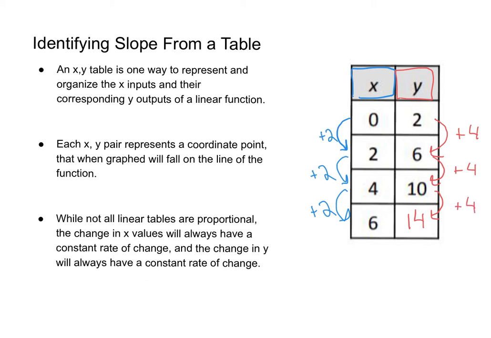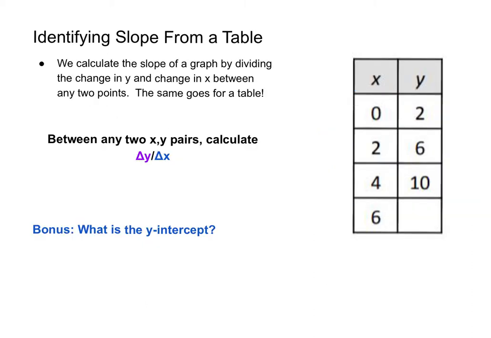This is what I mean by that it needs to be a constant rate of change for our X's and our Y's, even if it's not proportional. And this is how we identify the slope. When we were calculating the slope of a graph, we were dividing the change in Y and the change in X between any 2 points. We're going to do the exact same thing for a table.